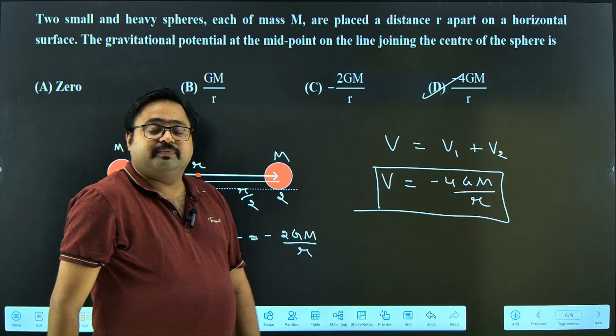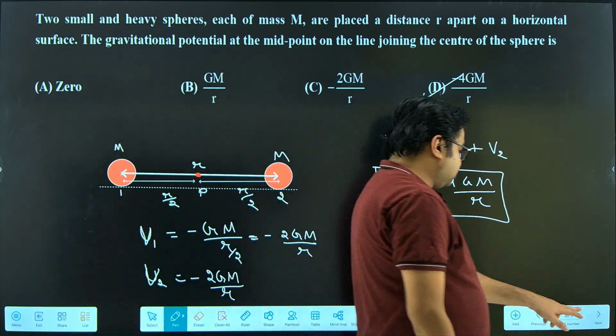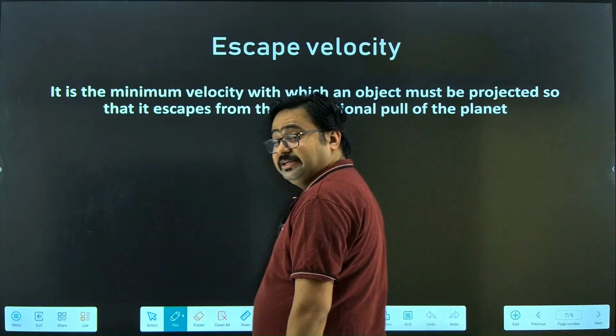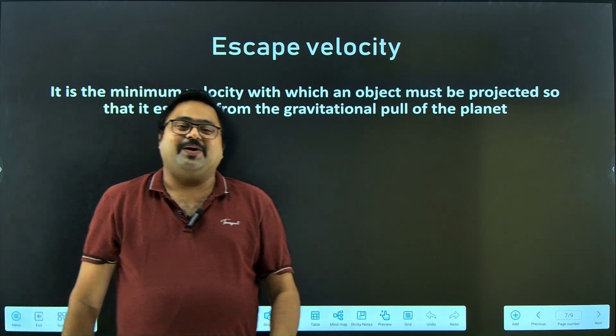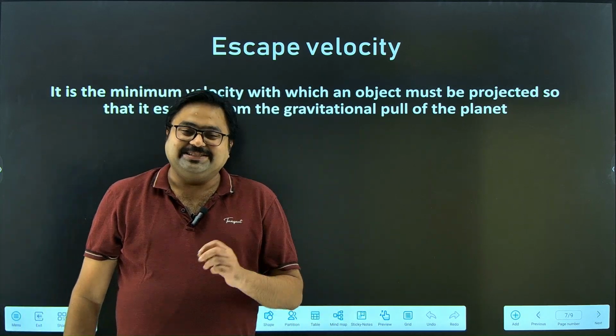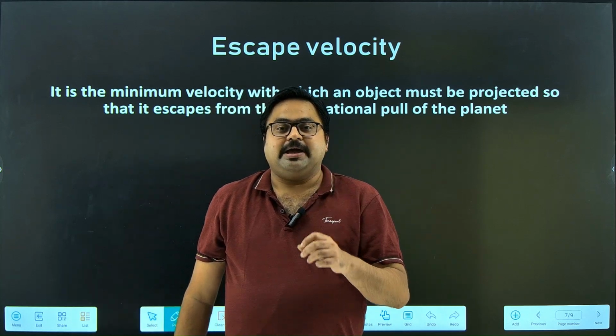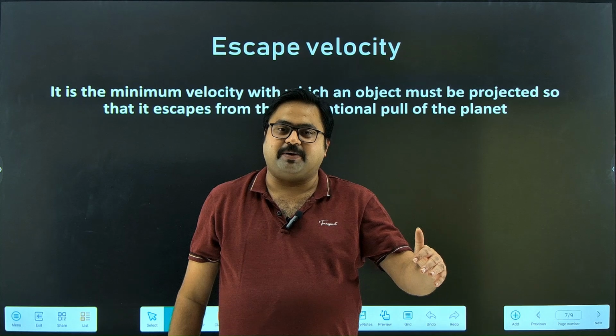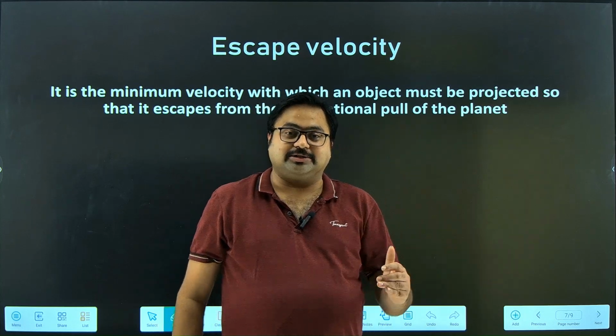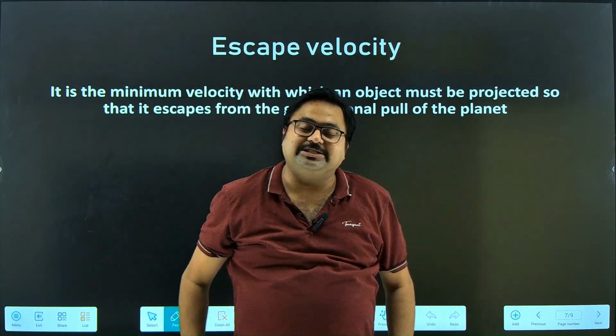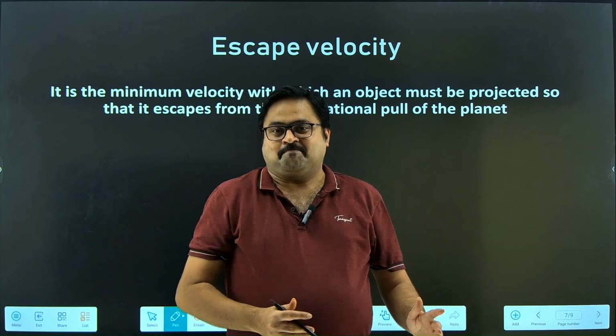Well, that's how potentials add up. Let's go further. Let's see what we have got to learn. It's escape velocity. Now, escape velocity is the minimum velocity with which you have to project an object from a given point so that it never returns. It escapes the gravitational pull of that planet.